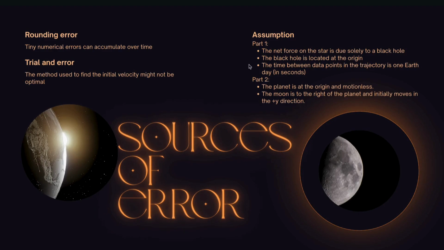Some sources of error in this lab include rounding error in part 1, as tiny numerical errors can accumulate over time, and as a result, the mass of the black hole can be slightly different from the accurate value. Secondly, the method of trial and error used to find the initial velocity may not be optimal because it only involved guessing, so I might not have the best answer yet. And lastly, because this lab is only created computationally, there are a lot of assumptions and therefore it is far from the same as in reality.